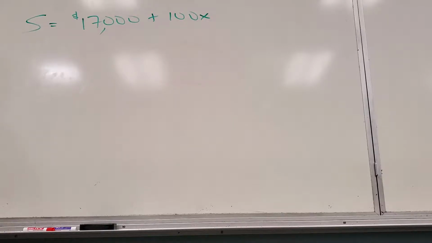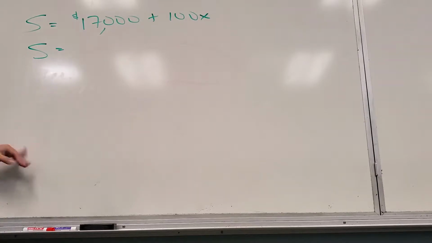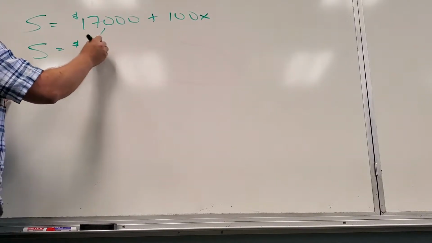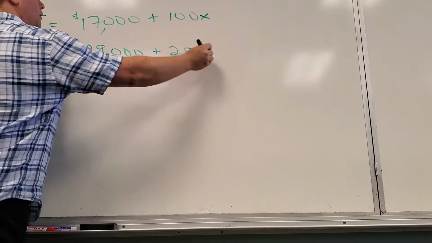So what would the salary be at company B? $29,000 plus 20x. She could sit there and make $29,000 plus 20x.